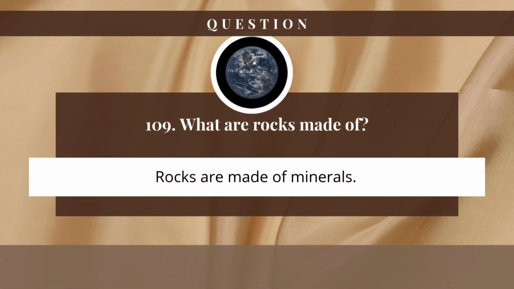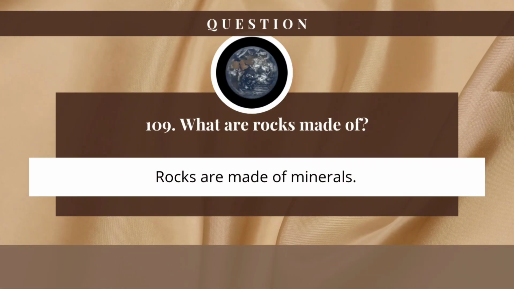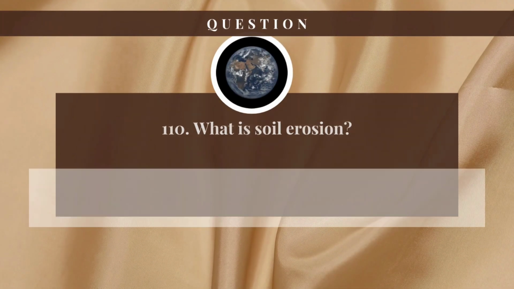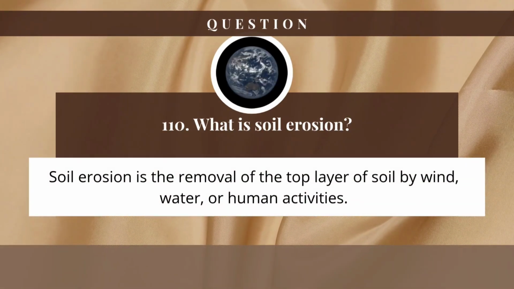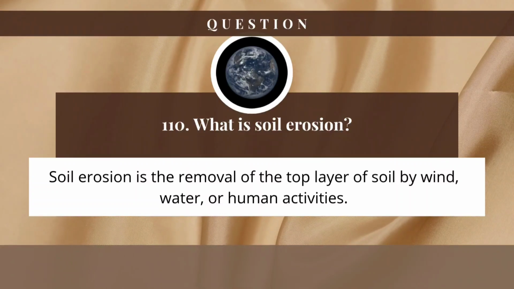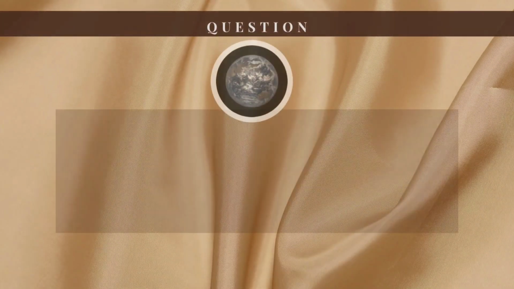109. What are rocks made of? Answer: rocks are made of minerals. 110. What is soil erosion? Answer: soil erosion is the removal of the top layer of soil by wind, water, or human activities.